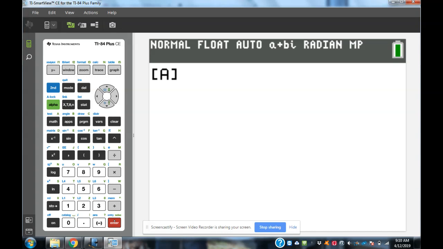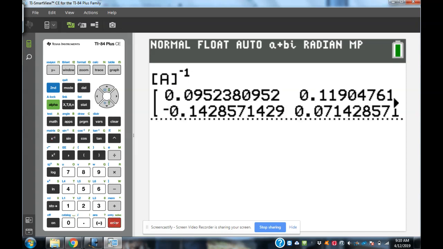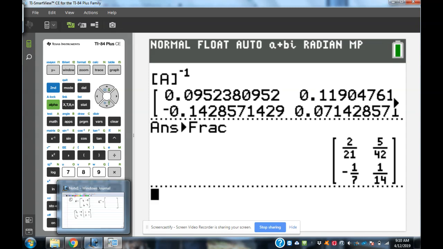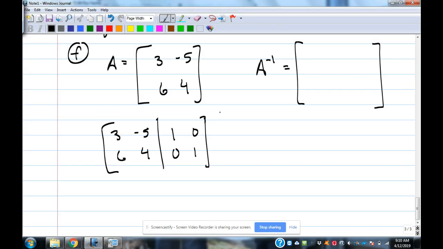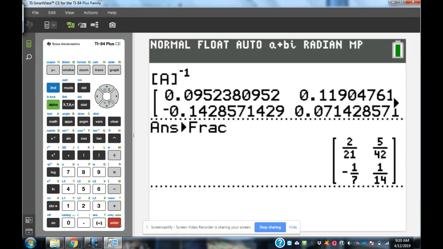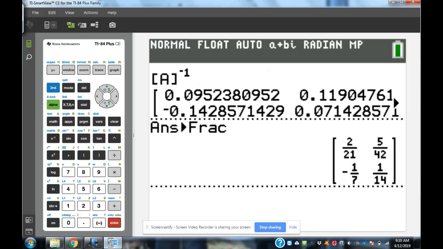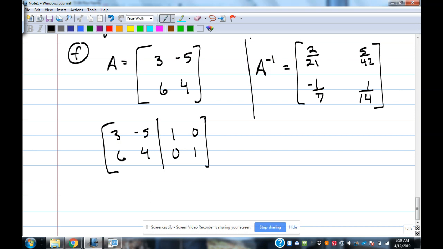It's right there. It's the x to the -1 power. So just hit that button to get the little -1 exponent to show up there, and then hit enter, and it'll invert that matrix. Now it gives me decimals out of that, so I want to change that to fractions. So I hit math, enter, and it cranks it back into fraction form there. So 2 over 21, 5 over 42, -1 over 7, 1 over 14. Is that right? Yeah. And there's the inverse of that matrix.